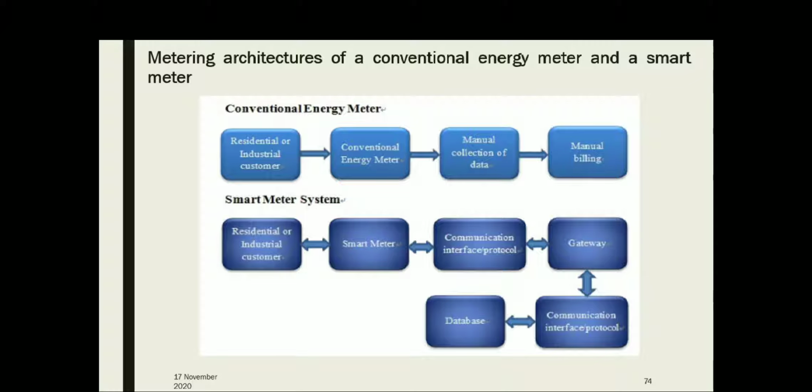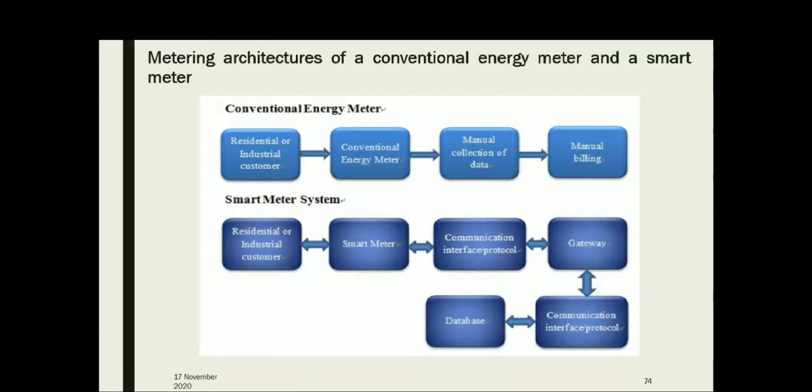So you can see two block diagrams, a conventional energy meter and a smart meter system. In the conventional energy meter, the different blocks are a residential or industrial customer, then the conventional energy meter, manual collection of data, and manual billing. But in a smart meter system, for the residential or industrial customers, we are using a smart meter. So the smart meter will collect all this data and communicate.